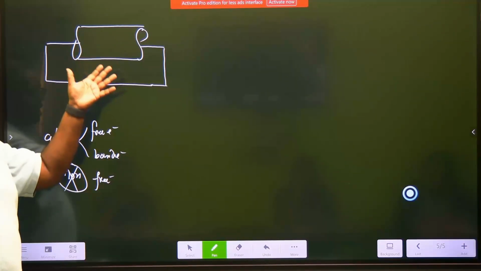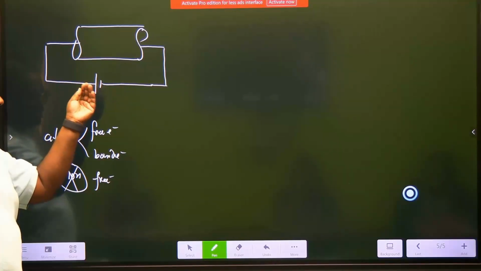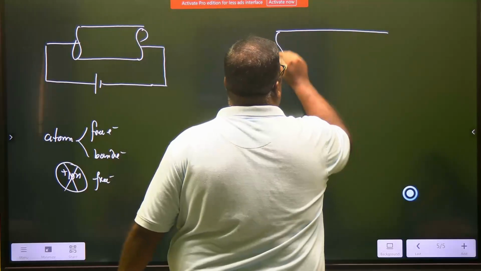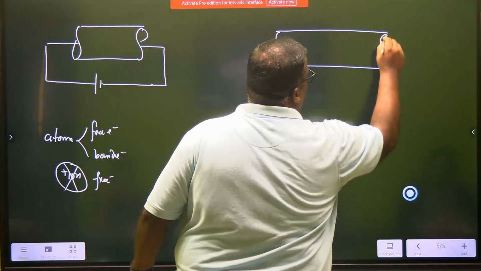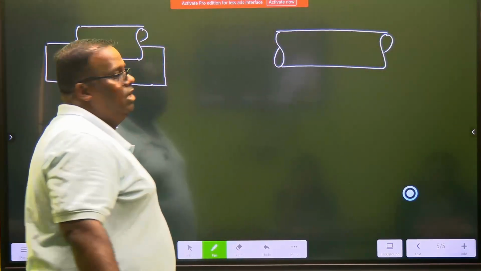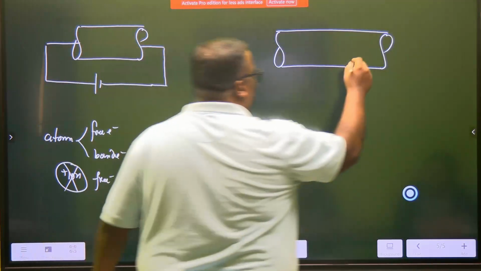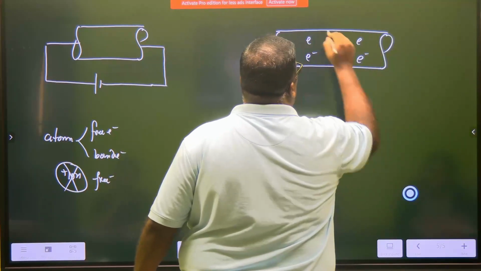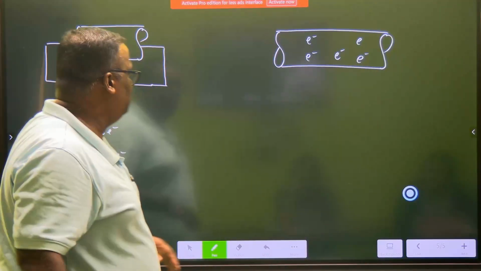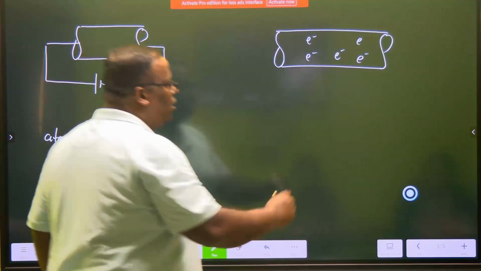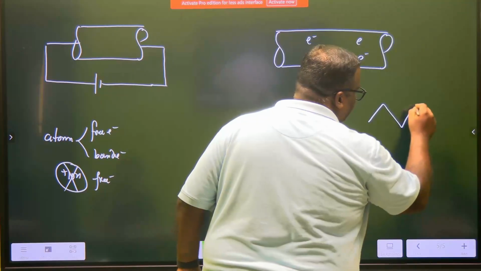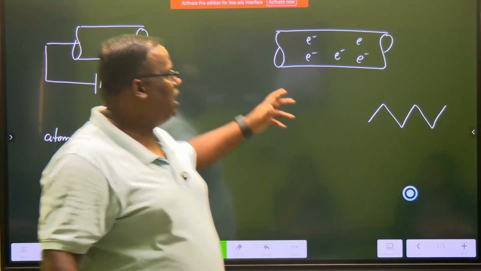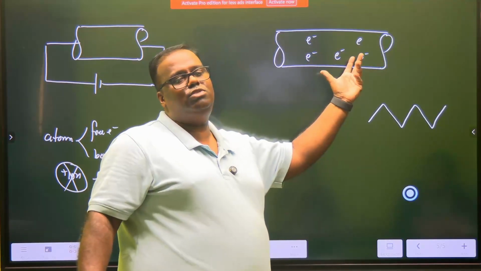Suppose I have not connected any battery to it, and my conductor is standalone. Free electrons are there? Yes, sir, free electrons are there. What do they do? They keep on moving randomly. In this random movement, they are continuously hitting the positive ions. As a result, the net average motion is zero.